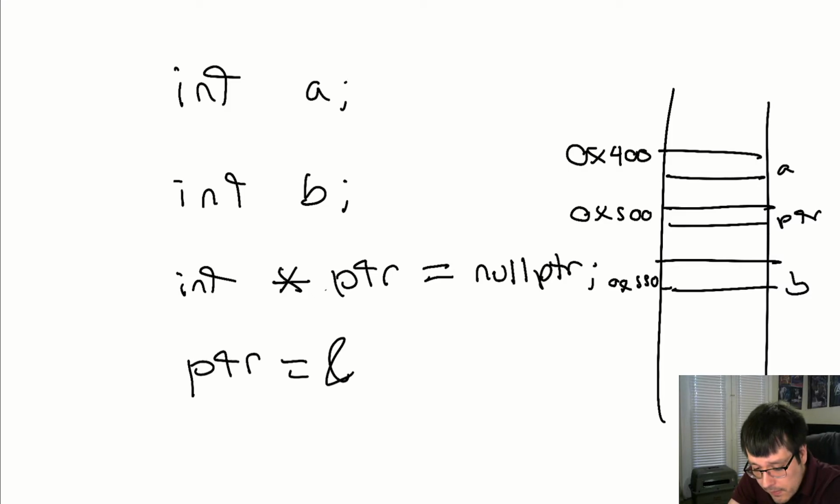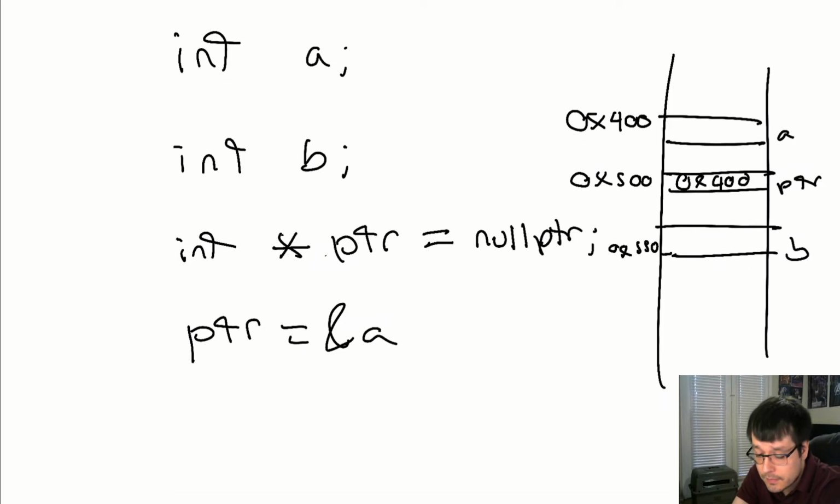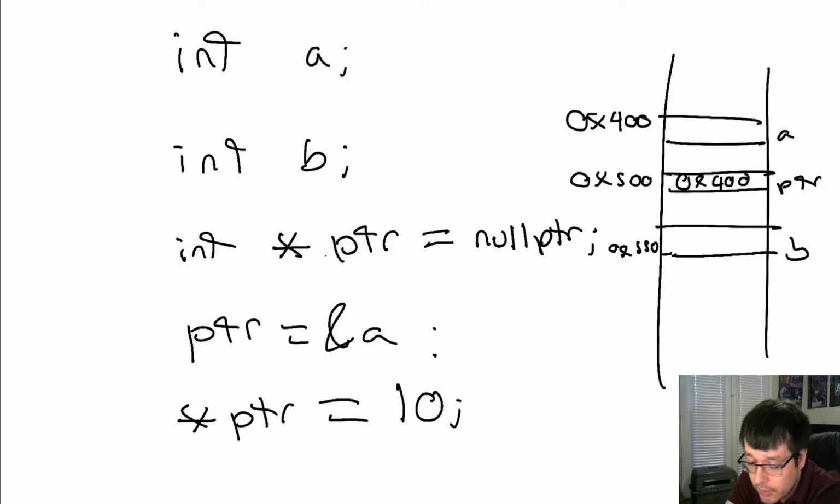So if I say PTR gets the address of A, what this is doing is just copying whatever A's address is. So that would be 400. I can then go ahead and assign a value by saying dereferencing PTR equals 10. What that's going to do is actually assign the value of 10 to A, because I'm dereferencing what the pointer contains. So I'm saying go to the address in the pointer, go to address 400, and then assign 10 to that. So that's the address of A.